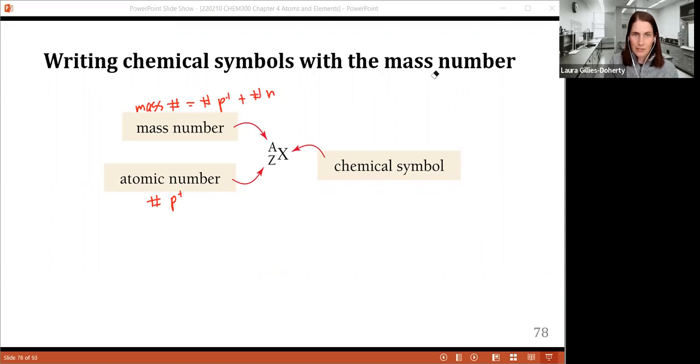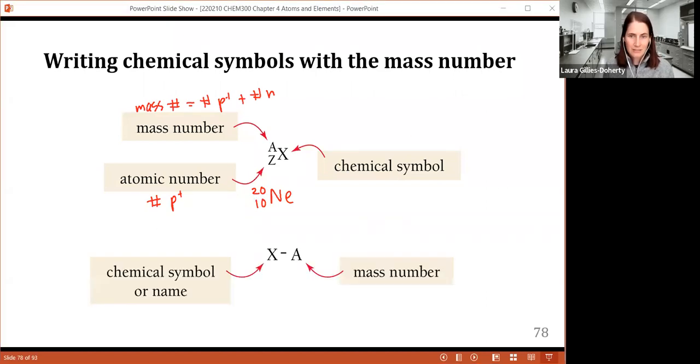So for example, for something like neon 20, you'd write neon. Its mass number is 20. And by definition, if you check the atomic number for neon, it always has 10 protons. The other way to write chemical symbols that include the mass number is to write the chemical symbol or name first, and then a dash, and then the mass number. So for neon 20, we could write Ne-20 or neon-20.